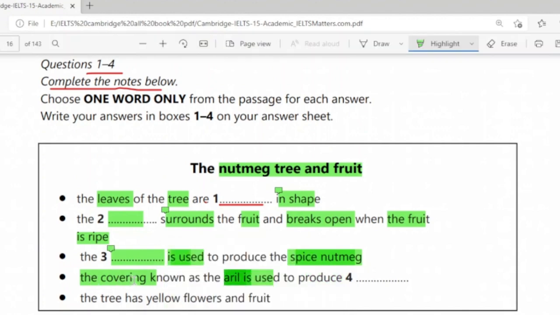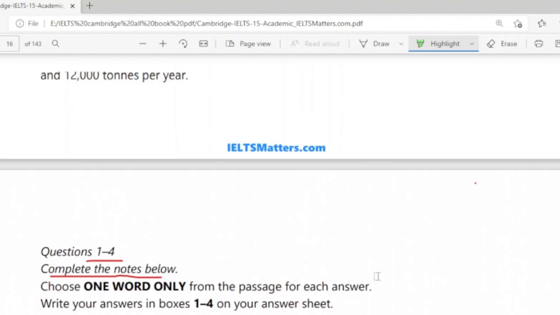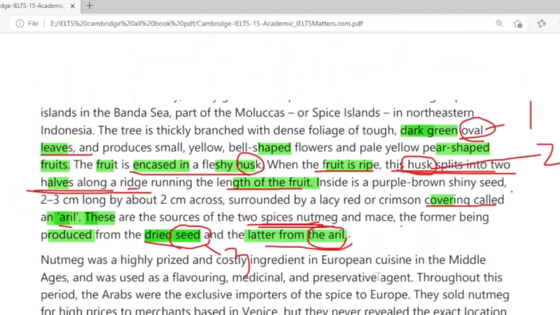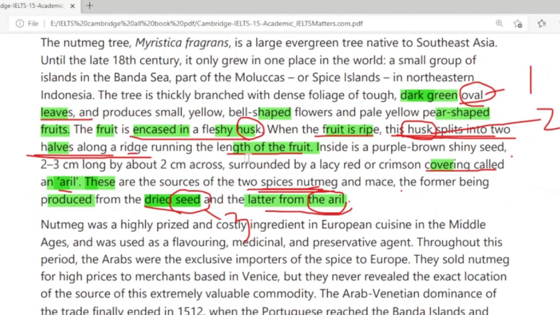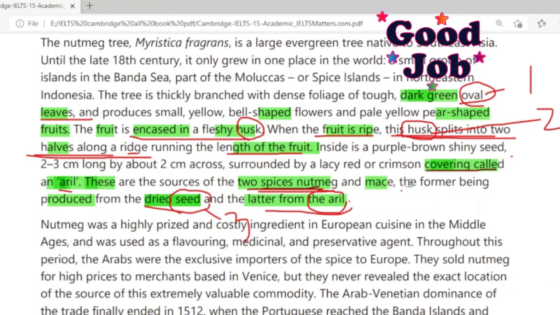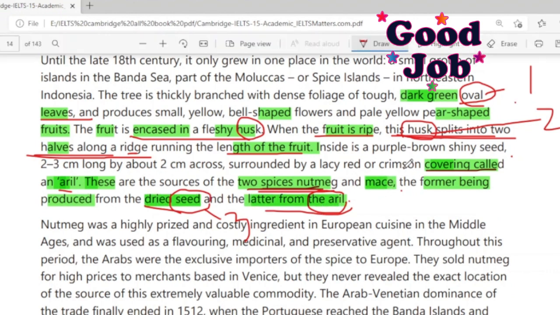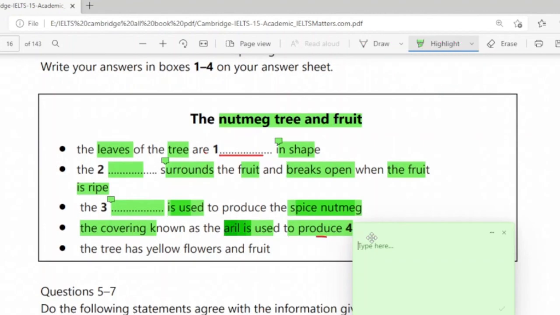Question number 4 says the covering known as the aril is used to produce something. What? As the passage says, surrounded by the lacy red crimson covering called the aril, these are the sources of the two spices, nutmeg and mace. The former is produced from the dry seed and the latter from the aril. So mace is the answer to question 4.